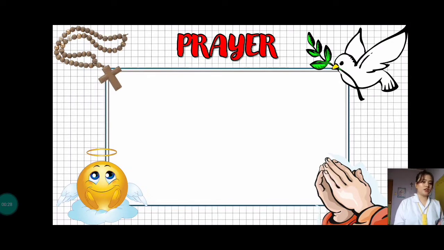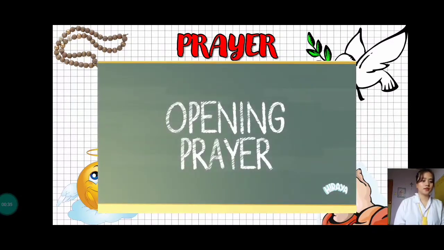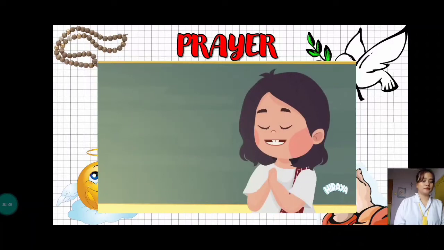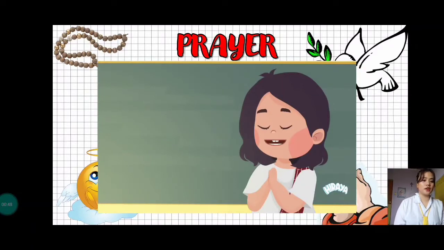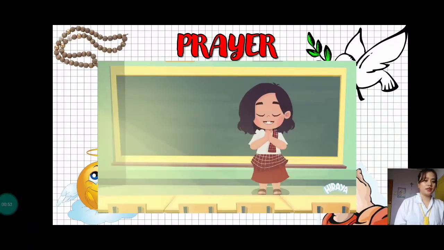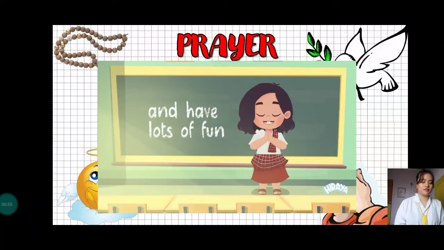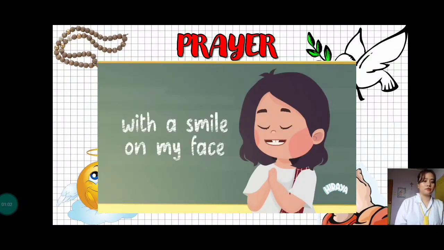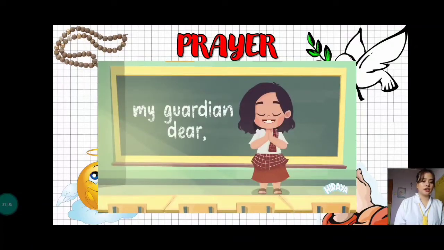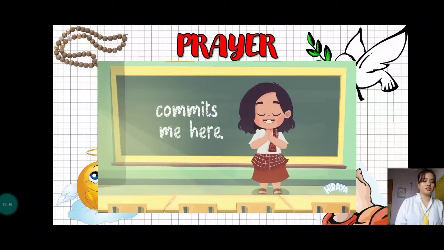Alright. In the name of the Father, and the Son, and of the Holy Spirit, Amen. Please bow your heads and let us pray. Dear Jesus, please show me how to spend this day sharing your love in every way. Help me to be kind to everyone, to play and love, and have lots of fun, shining your light and giving your grace, sharing your joy with a smile on my face. Angel of God, my guardian dear, to whom God's love commits me here. Ever this day be at my side, to light and guard, to rule and guide. Amen.